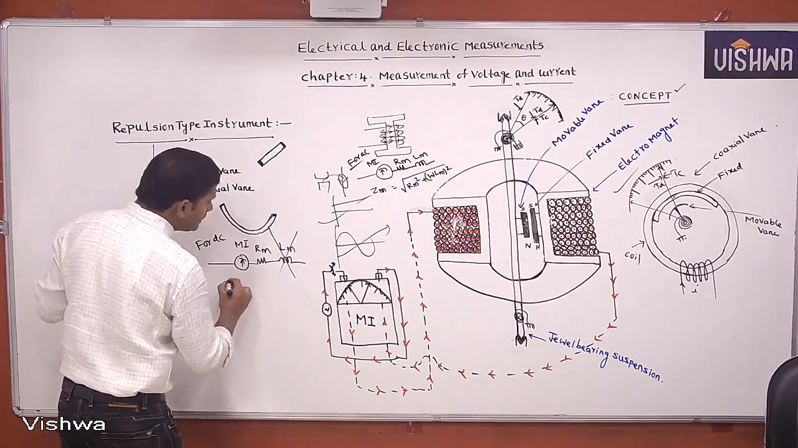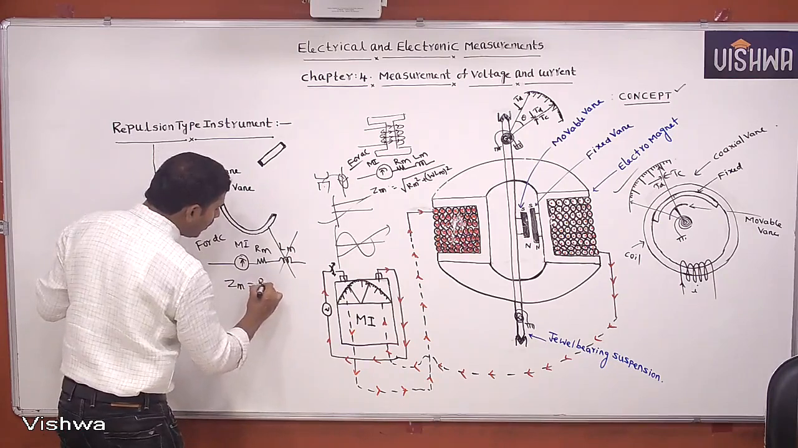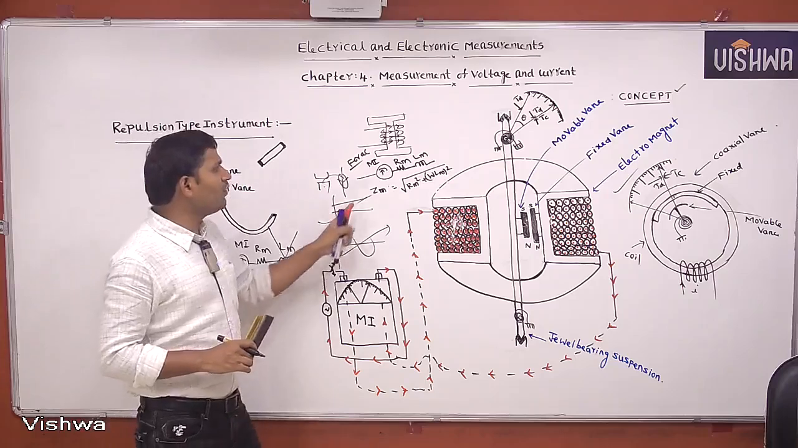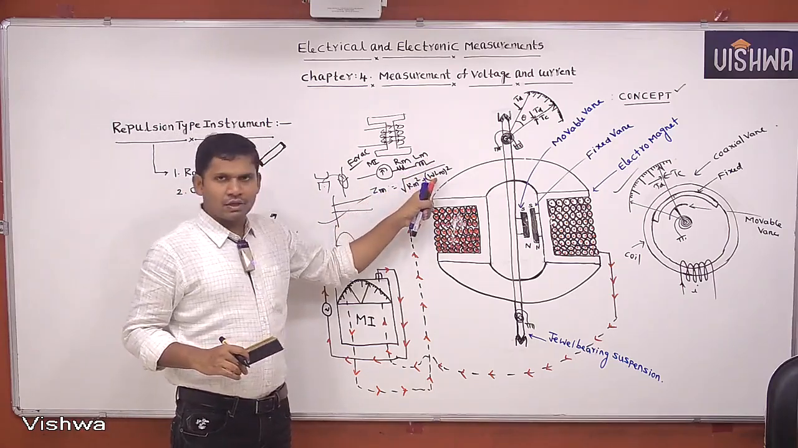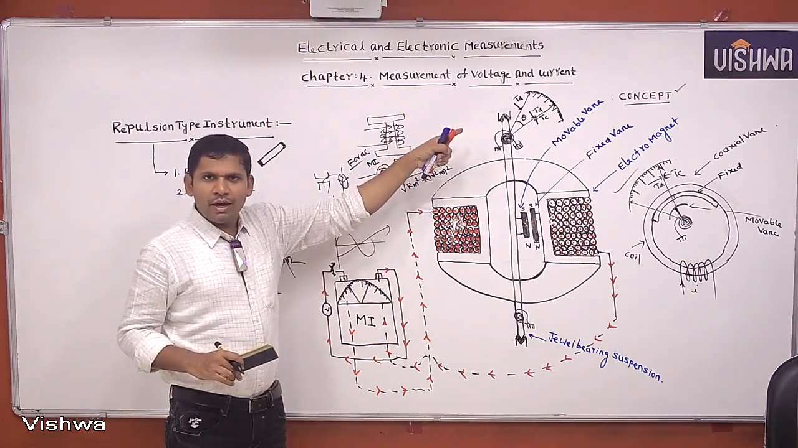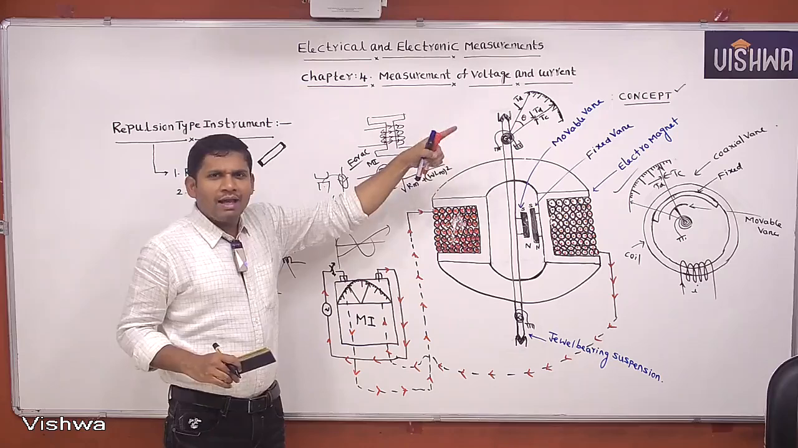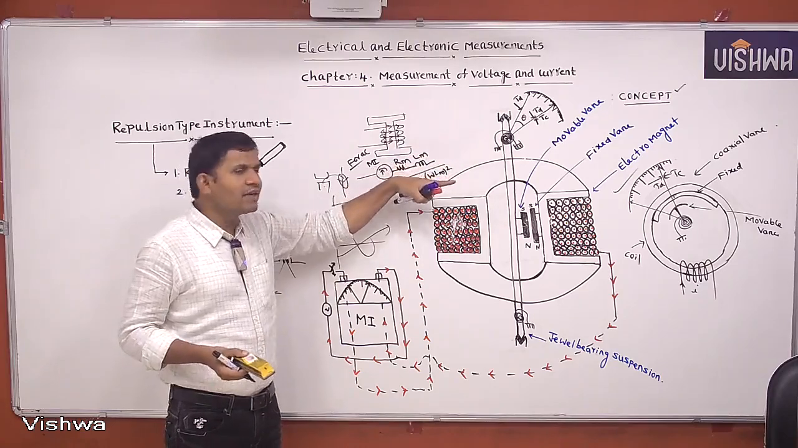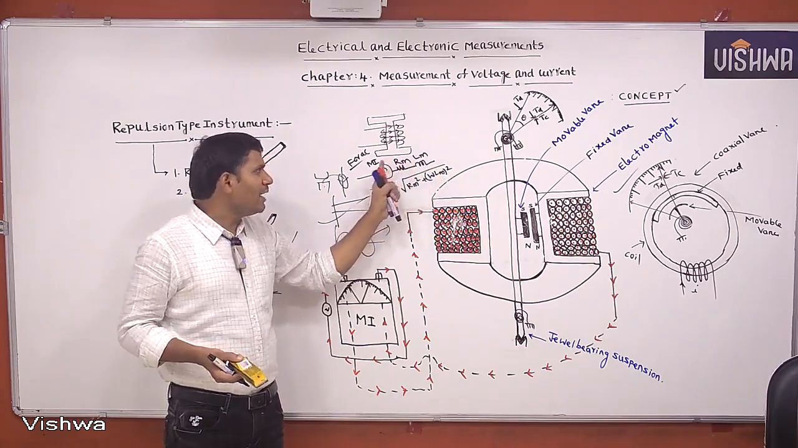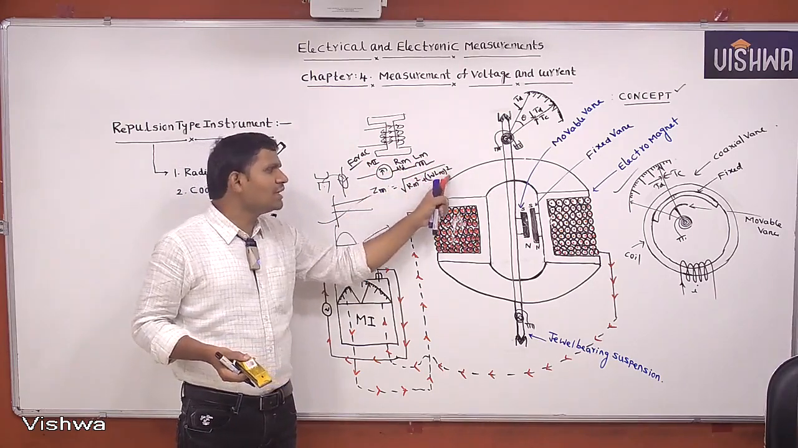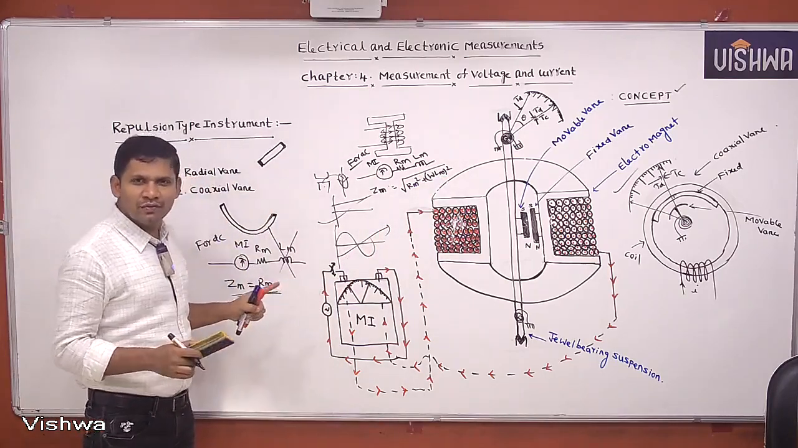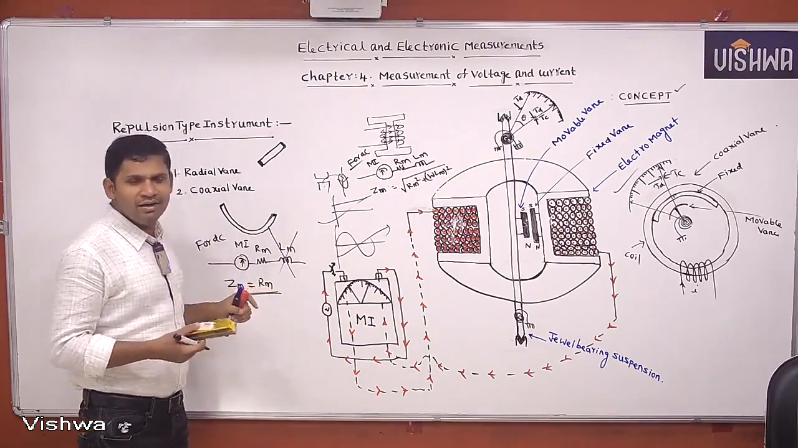Then what is ZM equal to? ZM equals RM only. That is the only difference. If the instrument is used for AC, you consider the inductance also, because it offers inductance. Already in the attraction type instrument also, I told you the iron piece will always align in the direction of high inductance. That's why it is not a negligible inductance, and it offers high inductance. That's the reason why, when using for AC you consider the impedance, and when using for DC you consider the resistance. That is the only difference between AC supply and DC supply.